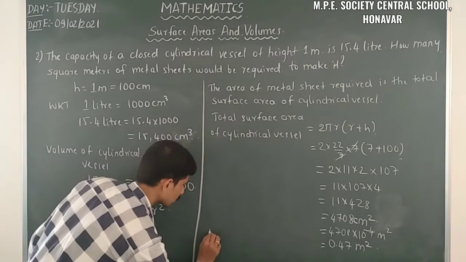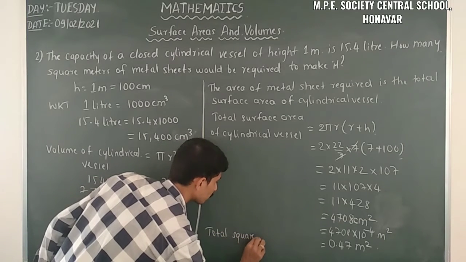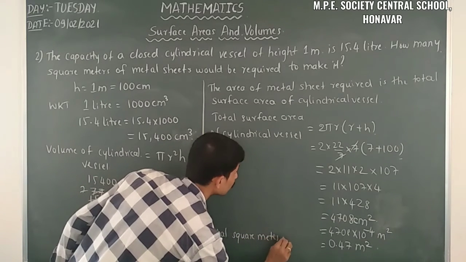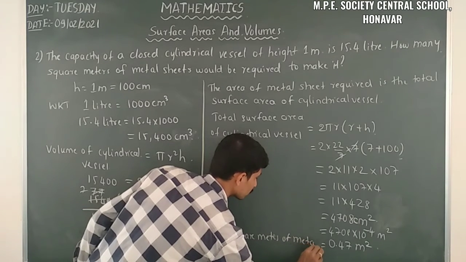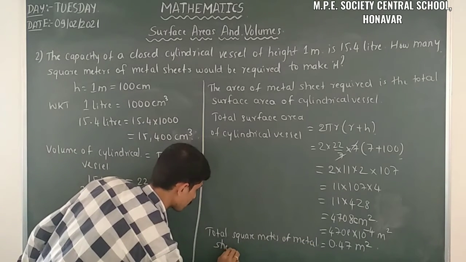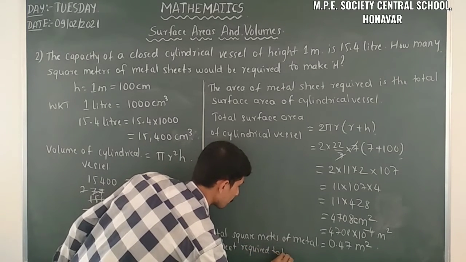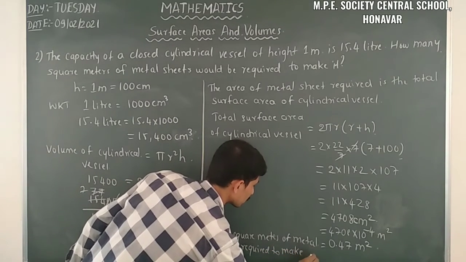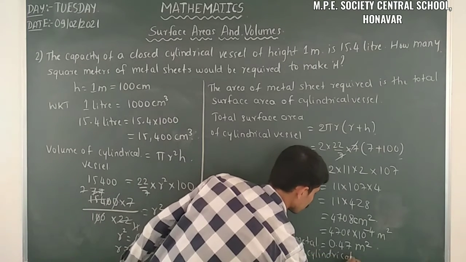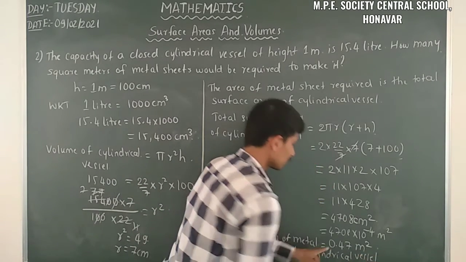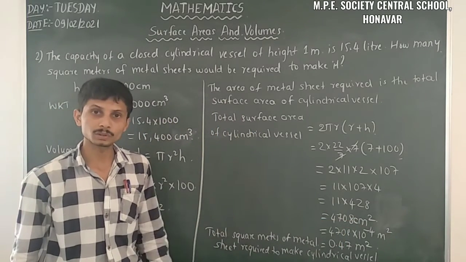That is, the total square meters of metal sheet required to make the cylindrical vessel is 0.47 meters square. So I hope you understood this thing.